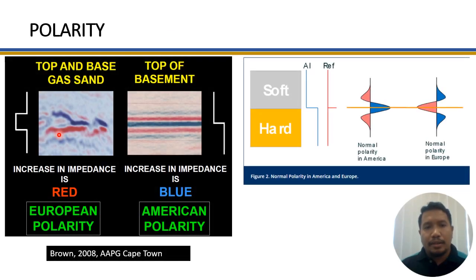So this is another example of polarity determinations based on different regions. For example, on the left, we have the top and base gas sand, which is shown as an increase in impedance, red in color, in European polarity. While for the American polarity, it is blue in color when it comes to an increase in impedance for the top basement. So from these two events, we can actually identify which type of convention the data is actually using.